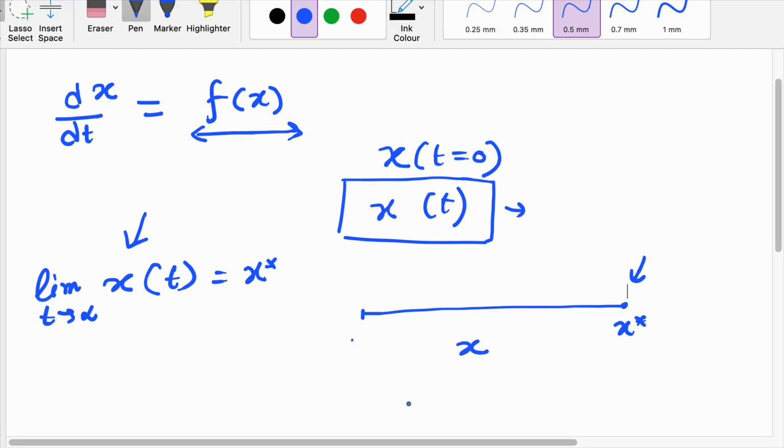But I have a query here. It is quite possible that the system may be oscillating or periodic. Then at x star it may not be possible that the system reaches a fixed state. Yeah, that I will also cover here.